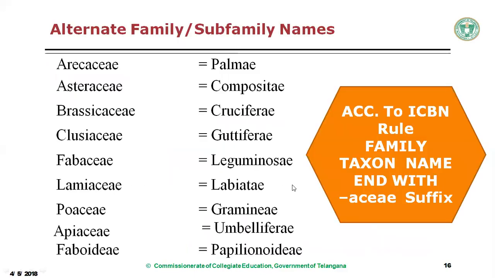For example, Palmae is replaced with Arecaceae, Compositae with Asteraceae, Cruciferae with Brassicaceae, Guttiferae with Clusiaceae, Leguminosae with Fabaceae, Labiatae with Lamiaceae, Gramineae with Poaceae, Umbelliferae with Apiaceae, Papilionoideae with Faboideae. So in this way, the family names also changed according to ICBN rules.